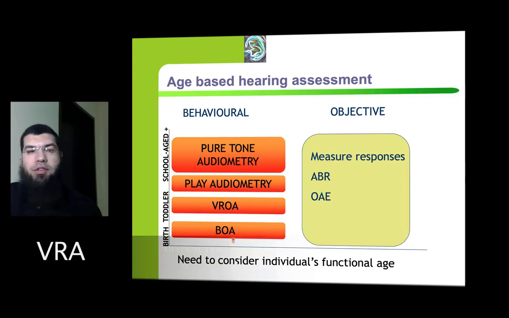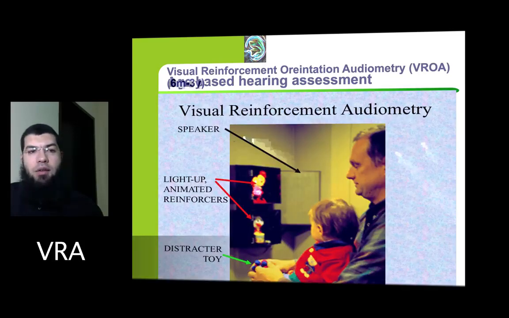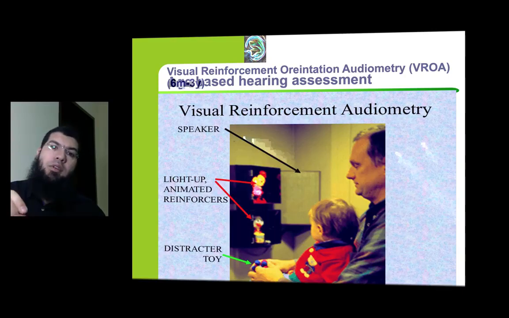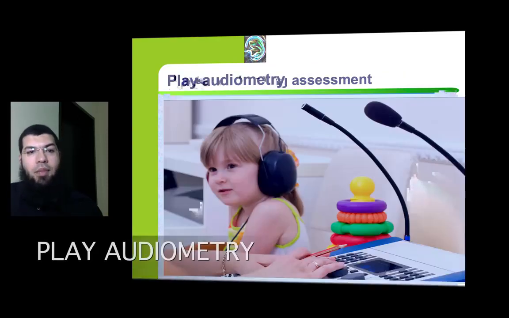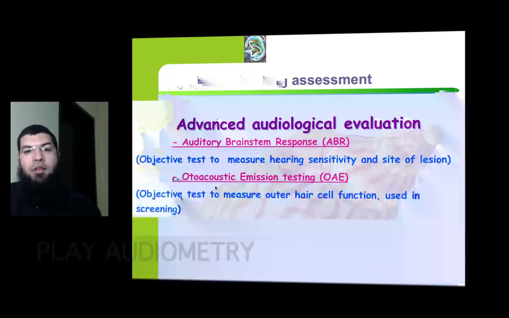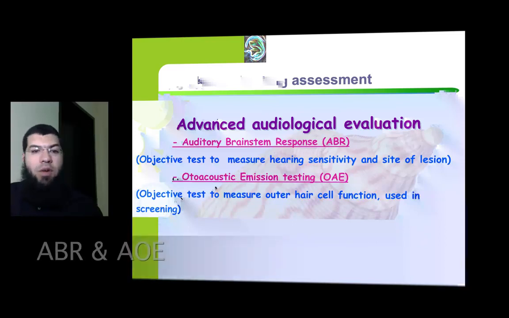Visual reinforcement audiometry is done from 6 months of age up to 3 years. The child is seated between two loudspeakers and the audiologist delivers sound and notices the behavioral response of the child, with a distractor toy. Play audiometry is very common in our clinics. Then the advanced audiological evaluation: ABR, which is auditory brainstem response, and otoacoustic emission.